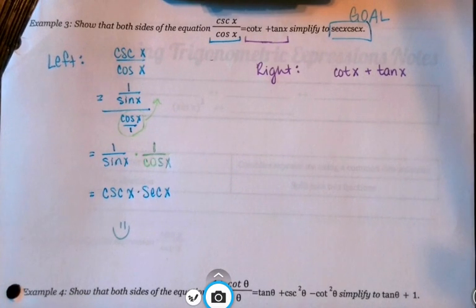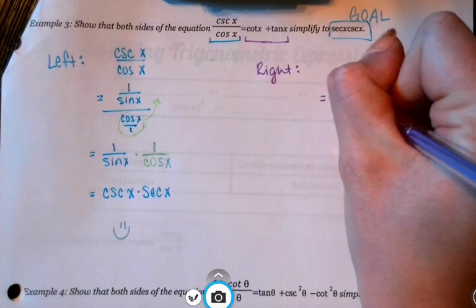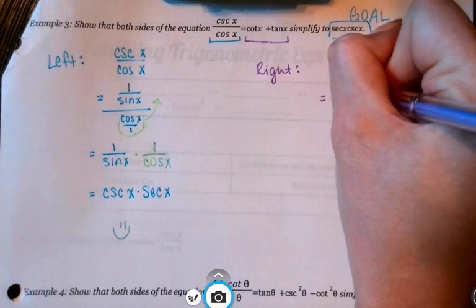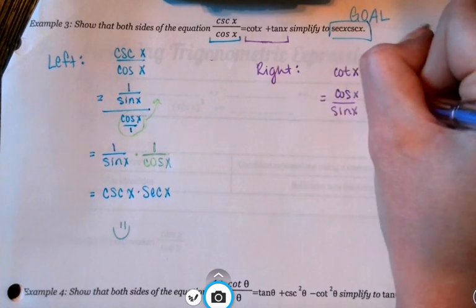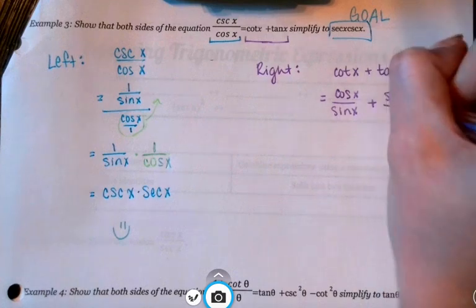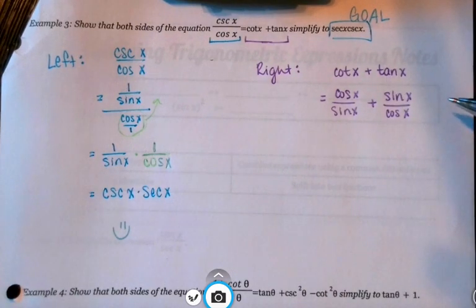So right now, I don't really notice anything, so I'm going to try to write them in terms of sine and cosine. So for cotangent, I know that is cosine over sine. And I'm adding on to that tangent, which I'm going to rewrite in terms of sine and cosine as well, which is sine over cosine.